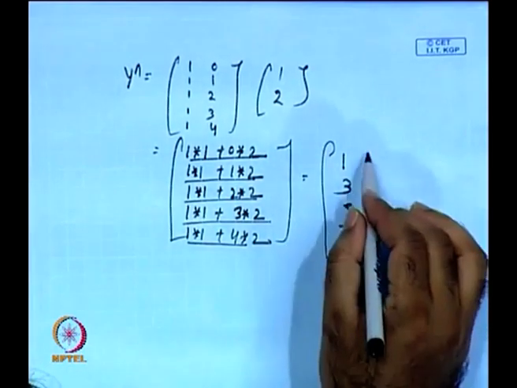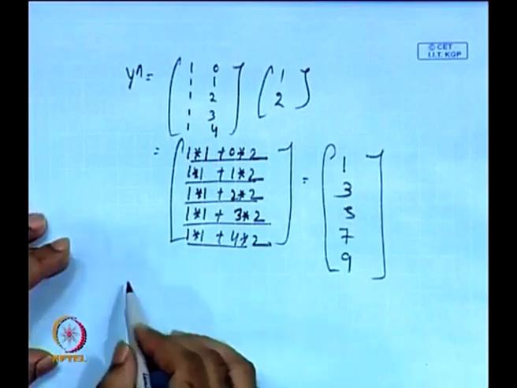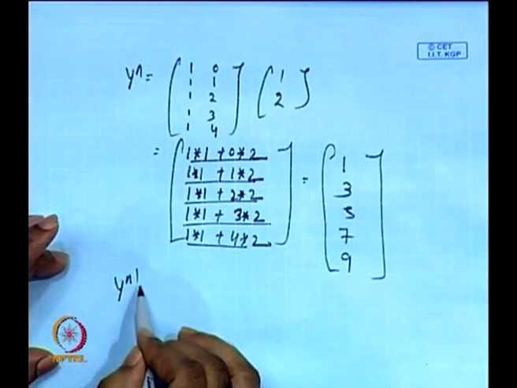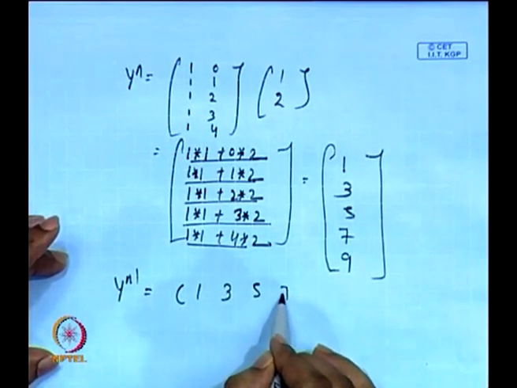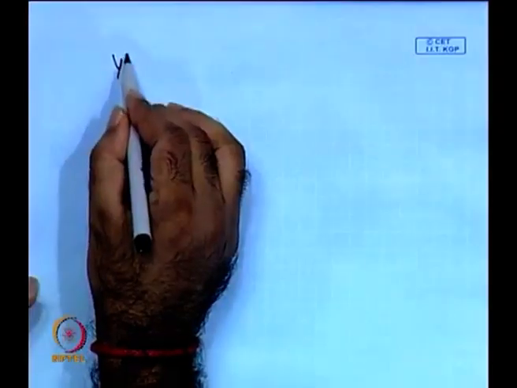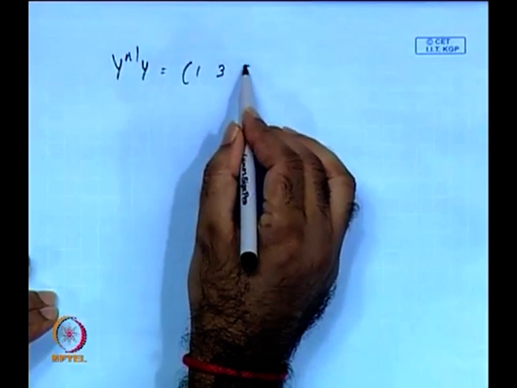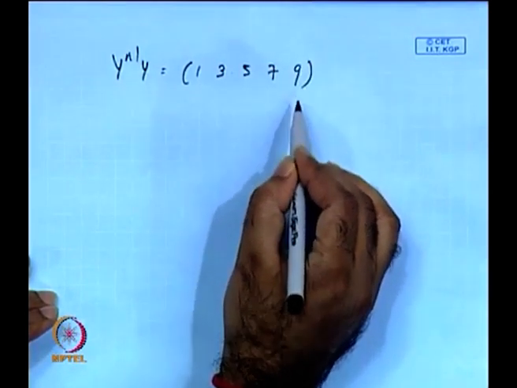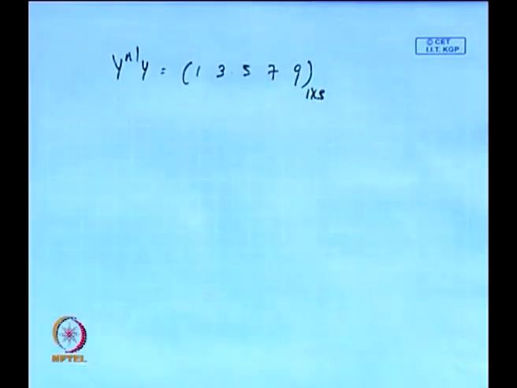Okay, so this is y hat, but we need y hat transpose y. So y hat transpose means it will be like this: 1 3 5 7 9. So, we would like to calculate y hat transpose y. Now y hat transpose is nothing but 1, 3, 5, 7, 9. Okay. So, this is of order 1 into 5.